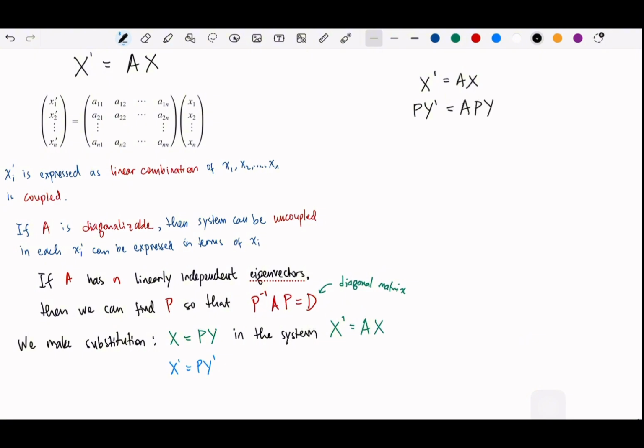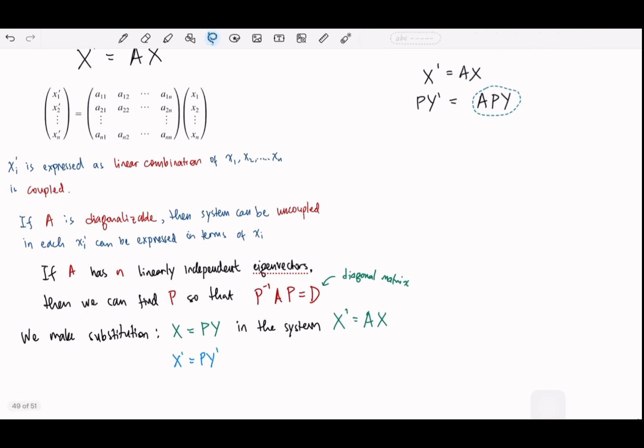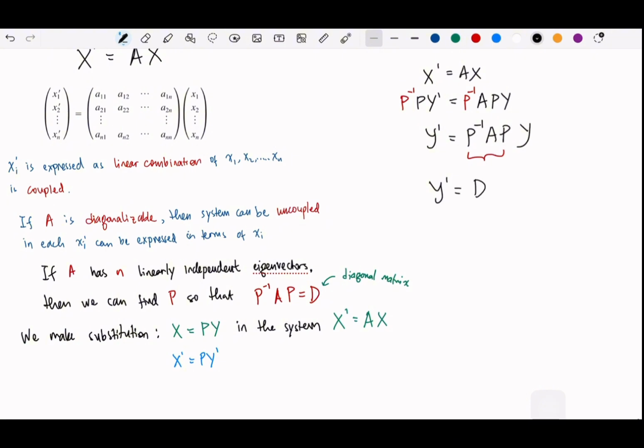Okay. And then I will multiply the left with P inverse, so that I can cancel P inverse with P. So we get y prime equals P inverse A P y, right? And this part here is our diagonal. So we can write the final result as y prime equals Dy.